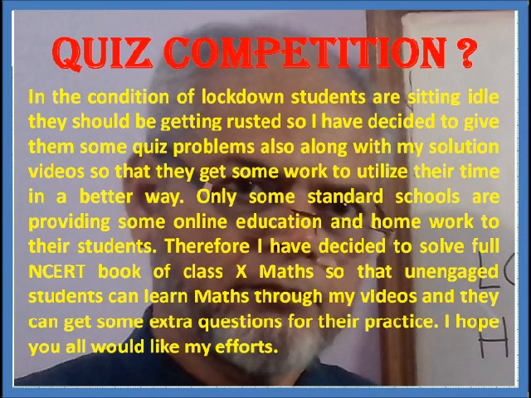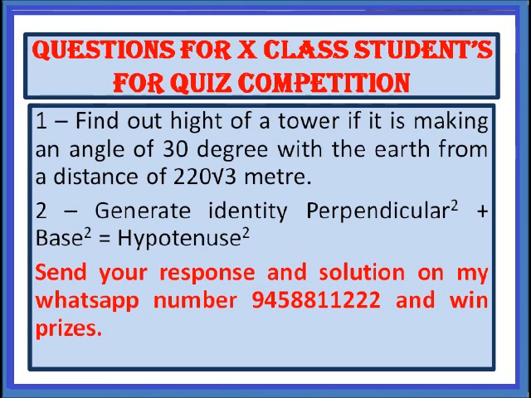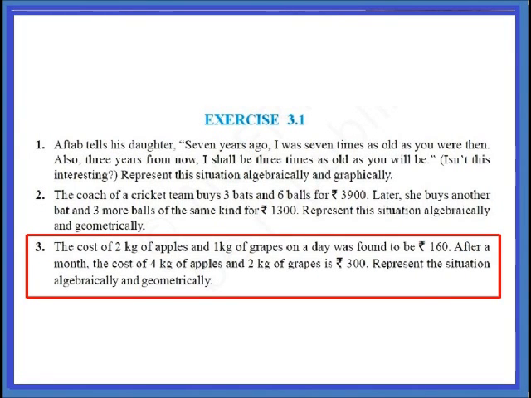Well, these are questions for class 10th students for quiz competition. First, find out the height of a tower if it is making an angle of 30 degrees with the earth from a distance of 220 root 3 meters. Second, prove the identity perpendicular square plus base square is equal to hypotenuse square. Send your response and solution on my WhatsApp number 94588112222 and win prizes.